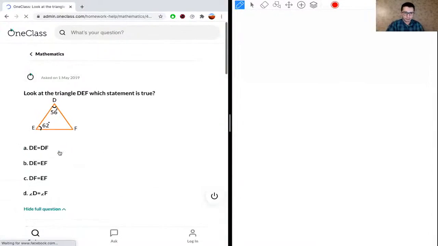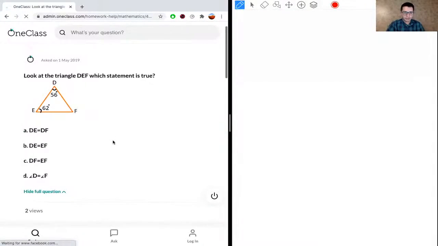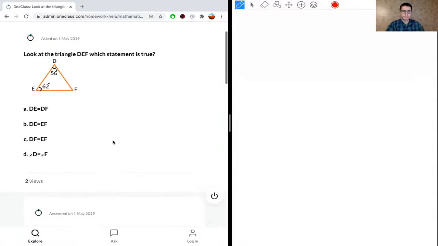Okay, so here it says, look at the triangle DEF. Which statement is true? So we're given a triangle. Let me just redo that. We have this triangle.